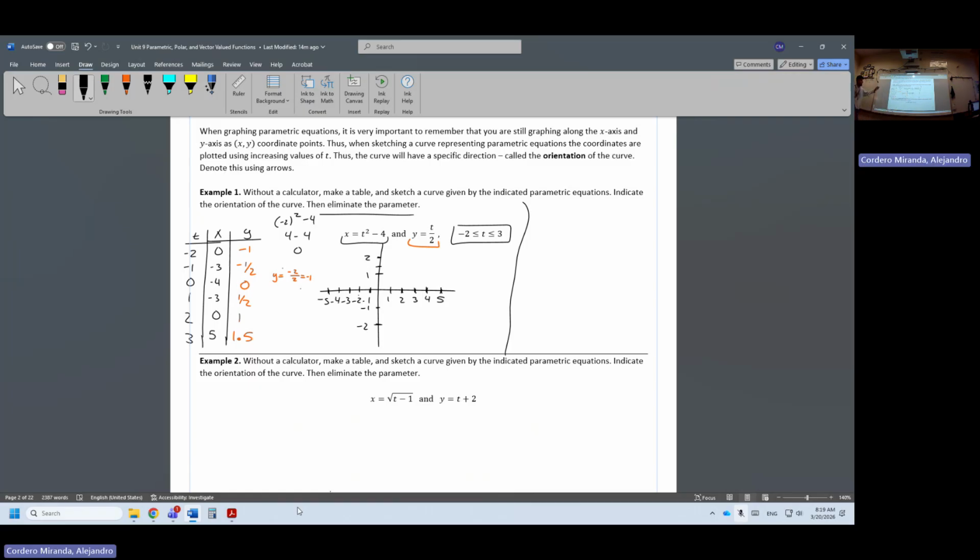Cool. And then, like I said, now you're just plotting these points: 0, -1. That in green. Then the next point would be -3, -1/2. Whoop, whoop, right around here. Then -4, 0. -3, 1/2. Slow down in case you're totally lost, but I think you know what I'm doing. Okay, 0, 1, and 5, 1.5.